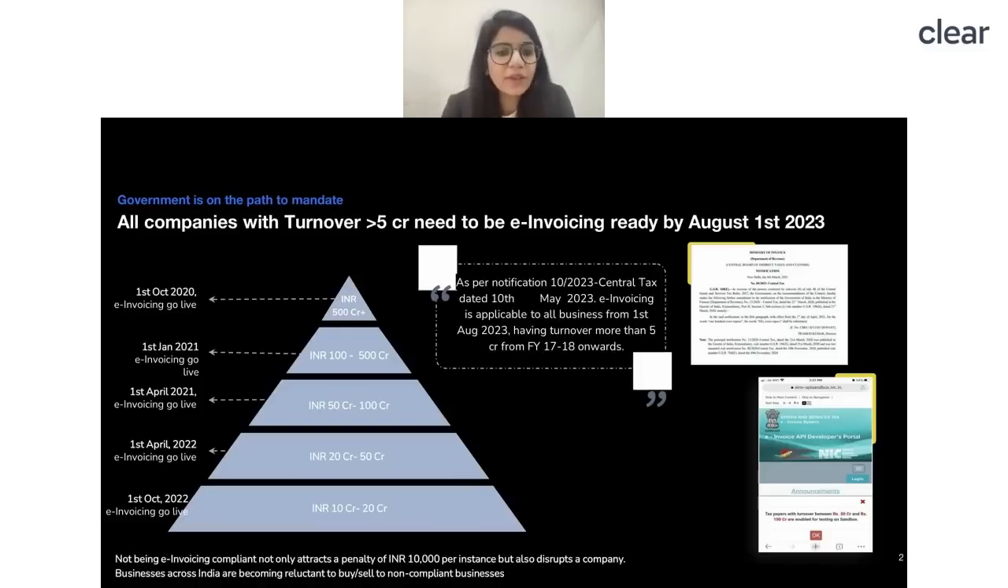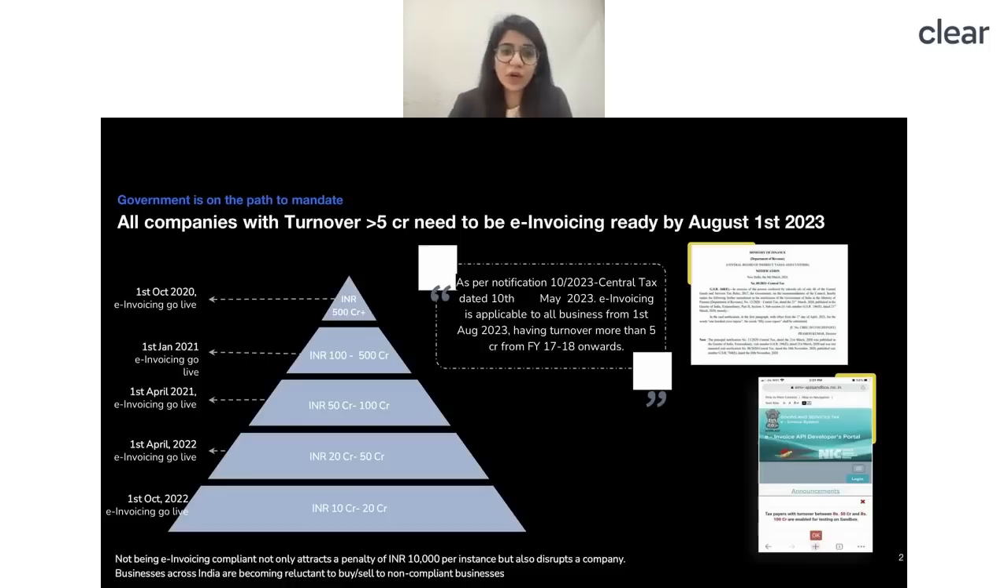So the government came up with the concept of e-invoicing from 1st October 2020. That was the first time they introduced e-invoicing, where they made it mandatory for taxpayers whose turnover was more than 500 crore. So especially from 1st October 2020, the government made e-invoicing mandatory if our turnover is more than 500 crore, right? Then they further reduced this limit.